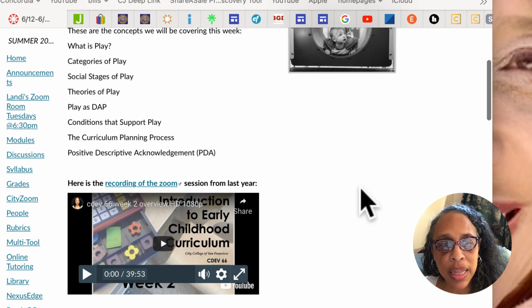We're going to talk about the different categories of play, the social stages of play, theories of play, and the conditions for play. So all of this is in your book, in the Jess Wiki book, the big fat book.